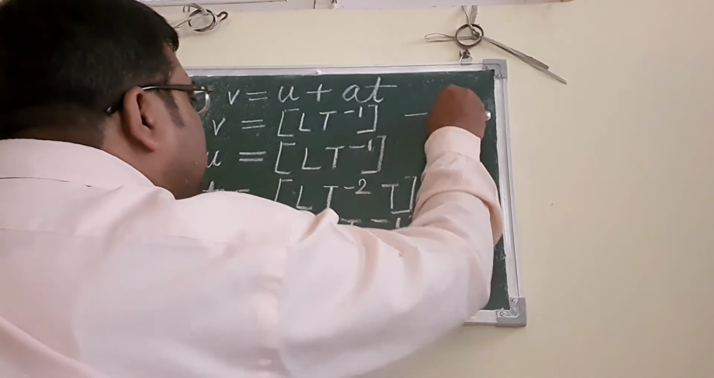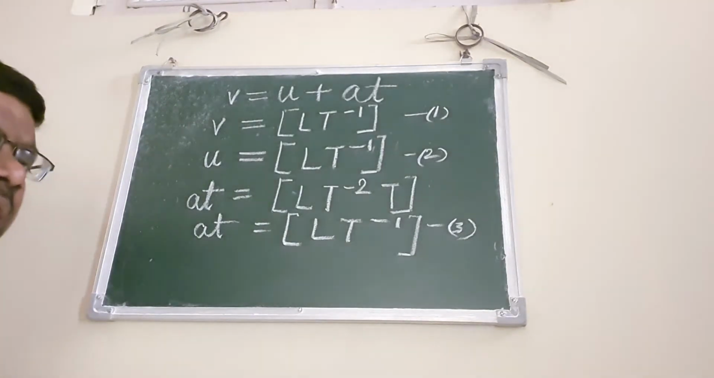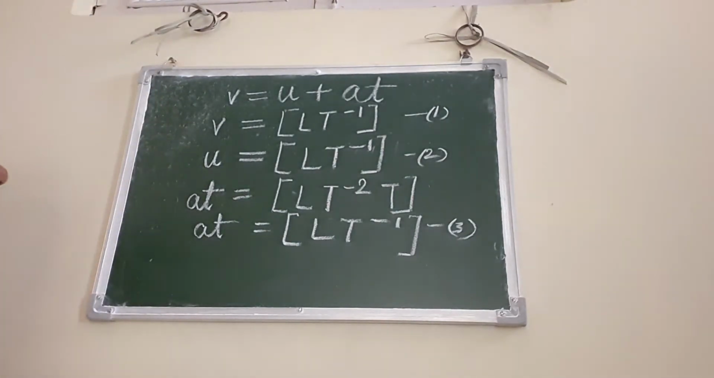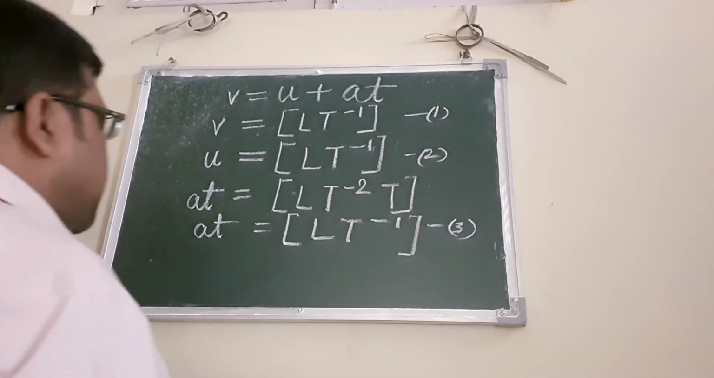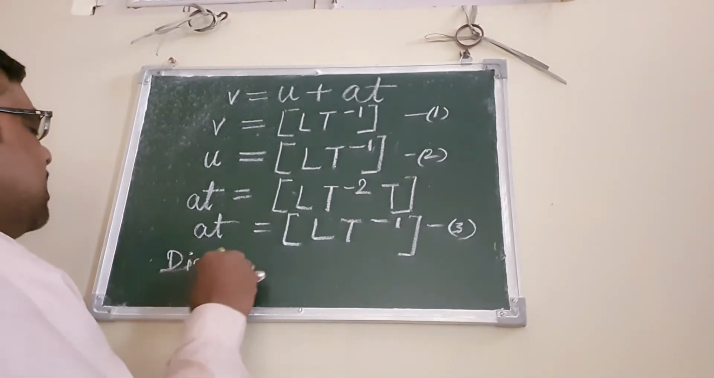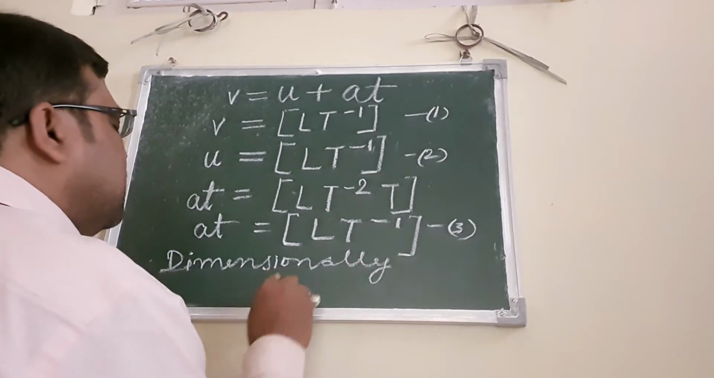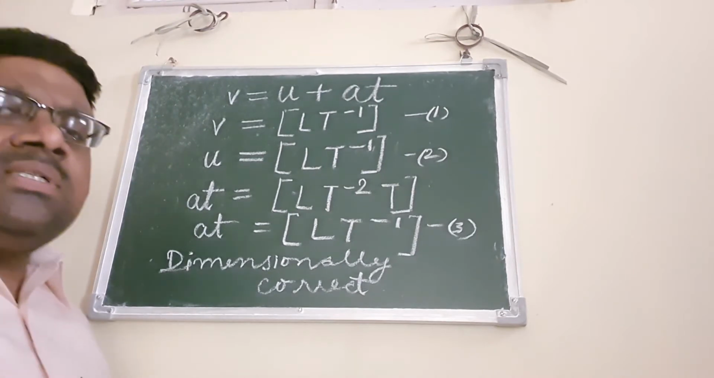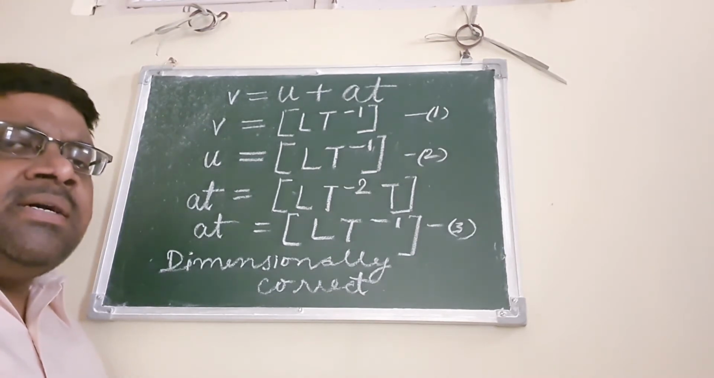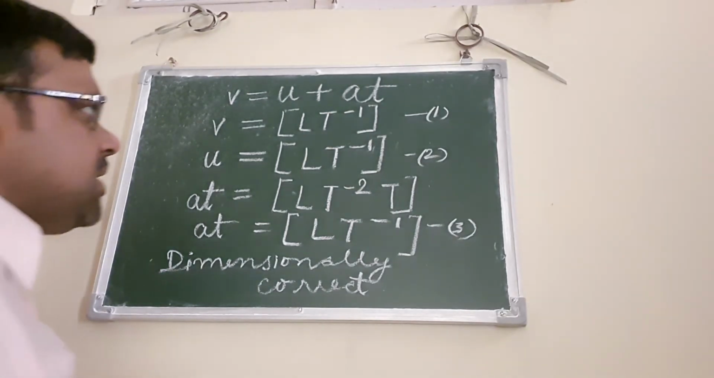So this is the first equation, this is the second equation, and this is the third equation. From equations 1, 2 and 3, we can say that the dimension of each term is the same in this equation. So it is dimensionally correct. This is the conclusion that is drawn. So this is how we have to do the questions regarding whether the equation is dimensionally correct or not. Now we are going to proceed to the next question.